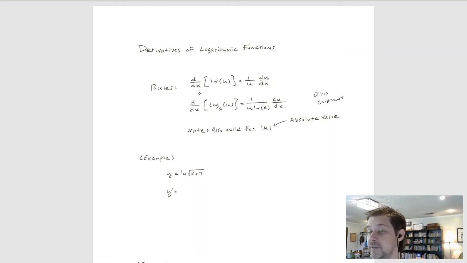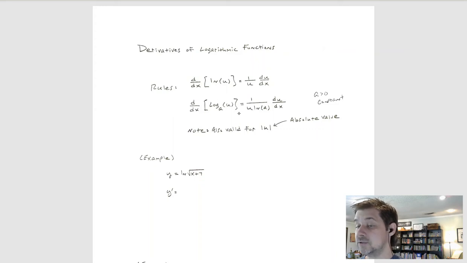The derivative with respect to x of natural log of u is 1 over u times du over dx. So you could think about that as 1 over u times u prime, the derivative of the u, okay? And the derivative with respect to x of log base a of u is 1 over u natural log of a, then again times the derivative of the u. Okay, so those are our derivatives for different kinds of logarithmic functions that we're going to see.